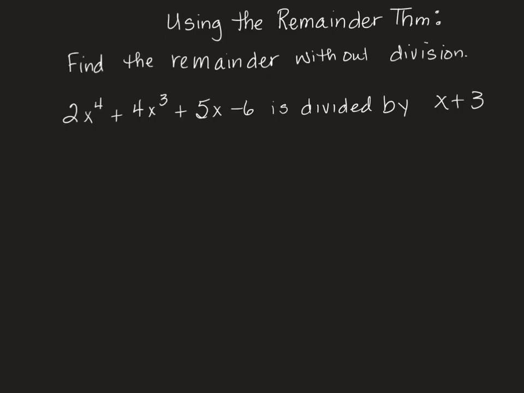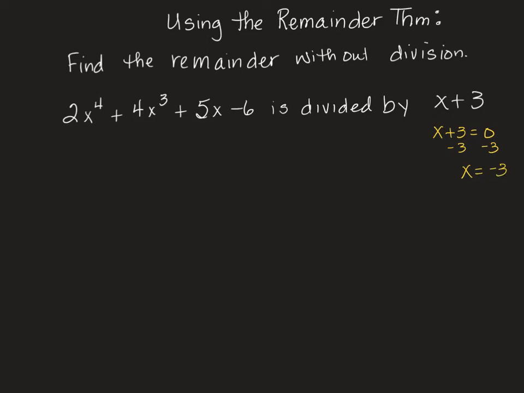The first one I want to look at is this one. We're going to use the remainder theorem. Okay? So find the remainder without division. So we're not going to divide. Okay? So I have 2x to the 4th plus 4x cubed plus 5x minus 6 is divided by x plus 3. So if I took my x plus 3 and set it equal to 0, I would subtract 3 off of both sides. You're going to tell me x is equal to negative 3.